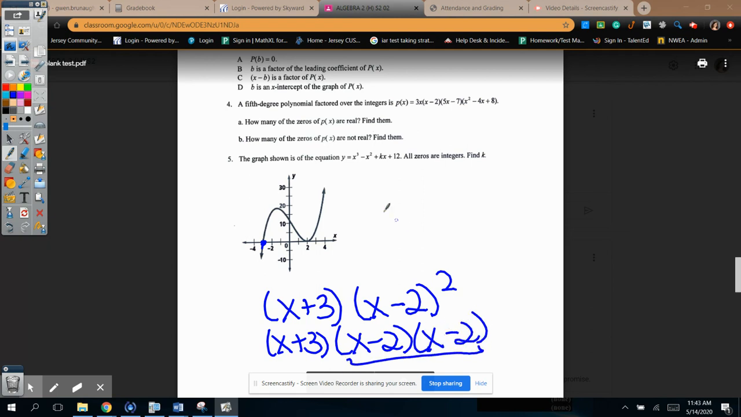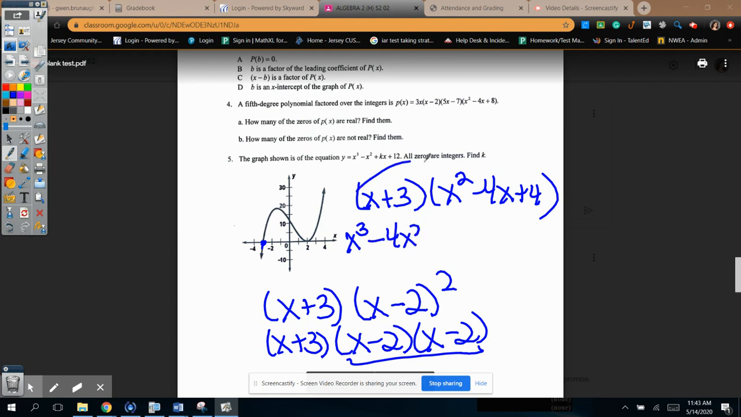I like to do this part first. I said fart. Part first. X plus 3 times x squared minus 4x plus 4. You might be able to figure it out here, or you could finish it up. X cubed minus 4x squared plus 4x. I'm still laughing that I said fart. Plus 3x.